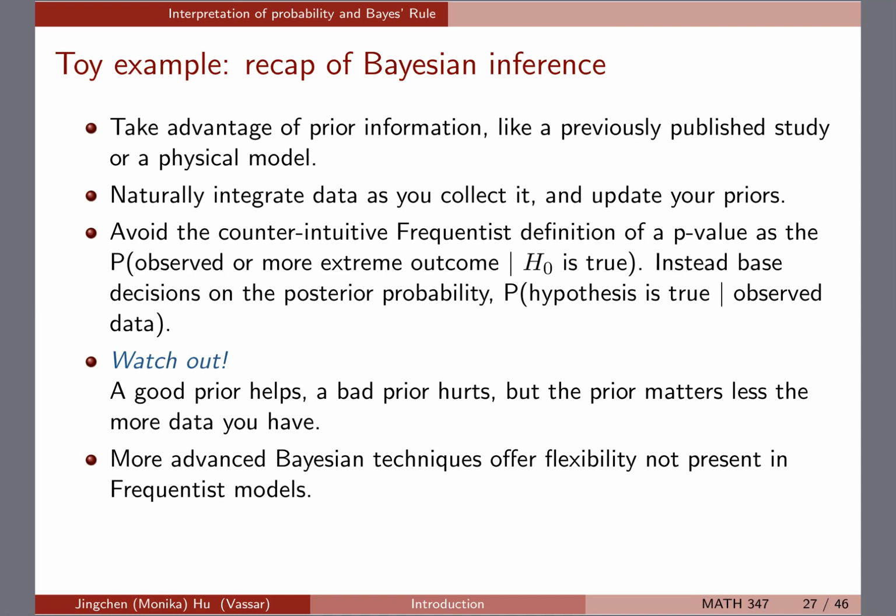The second point here is that Bayesian inference naturally integrates data as you collect it, which we call sequential updates. For this particular example, sequential updates make sense because you get one test at a time. Other times you might get a lot of data points at the same time, but nevertheless you are able to use the data as you collect it if your data collection procedure allows you to do that. So that's the second thing.